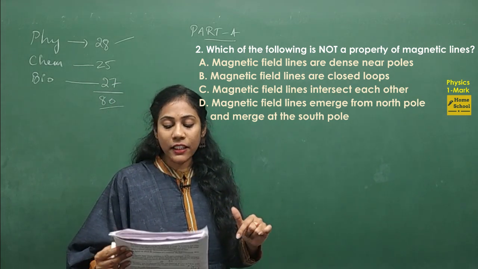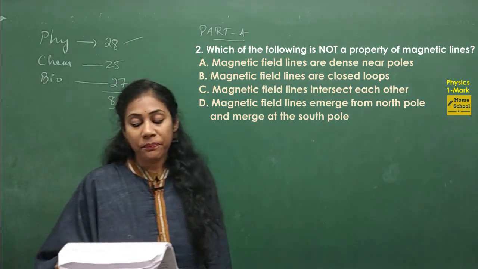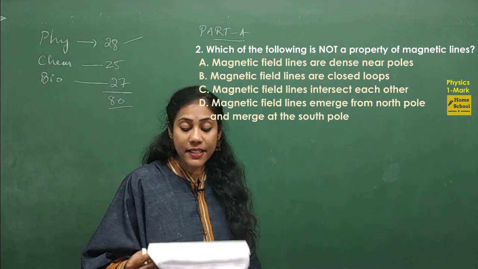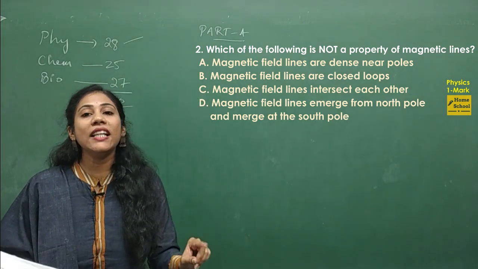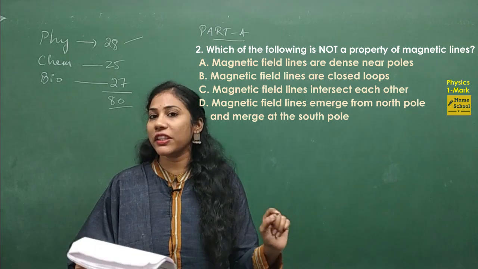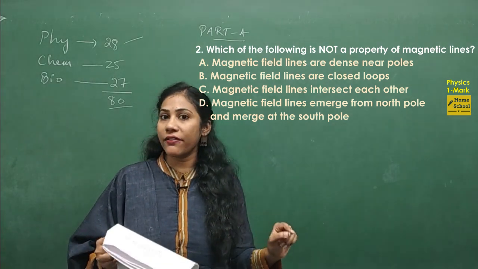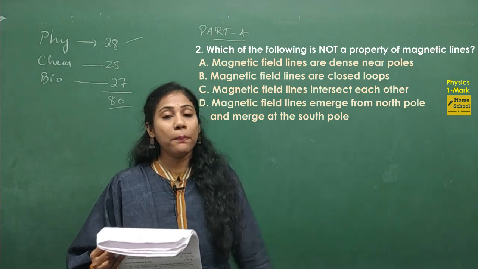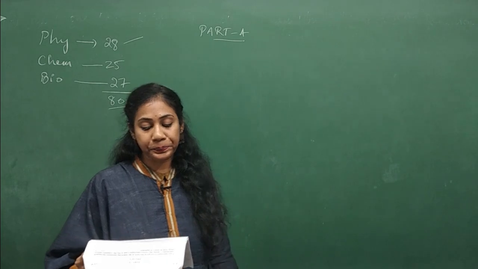Next, magnetic field lines are closed loops. Definitely correct. Third option, magnetic field lines intersect with each other. Definitely no. Magnetic field lines do not intersect with each other, isn't it? So this is a wrong statement given on the properties of magnetic field lines. So your correct answer is option C.